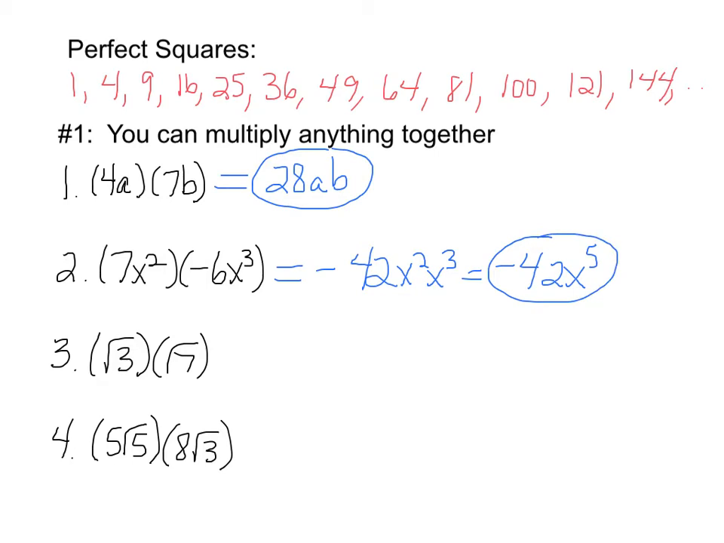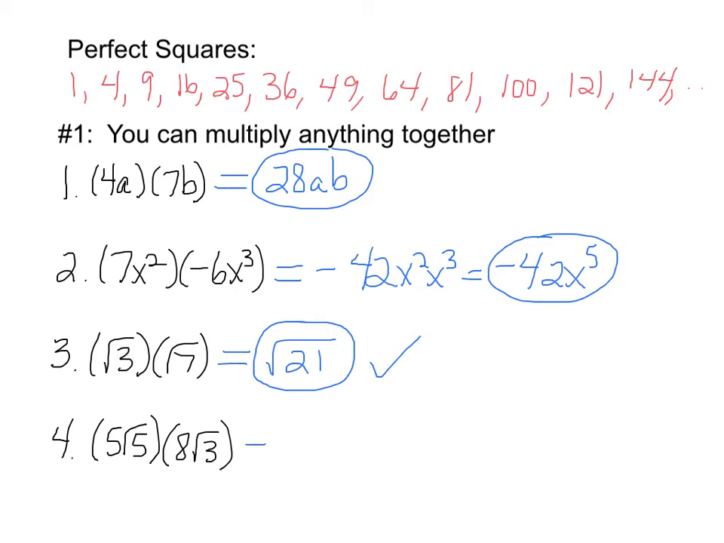Same exact thing if I'm multiplying square root symbols. If I took regular 3 times regular 7, I get regular 21. So it makes sense that if I take the square root of 3 times the square root of 7, I get the square root of 21. And if that's written in simplest form, that's my final answer. The only numbers that I can think of that can multiply to give me 21 are 7 times 3, and 7 and 3 is not in my list of perfect squares, so radical 21 is as simple as it gets.